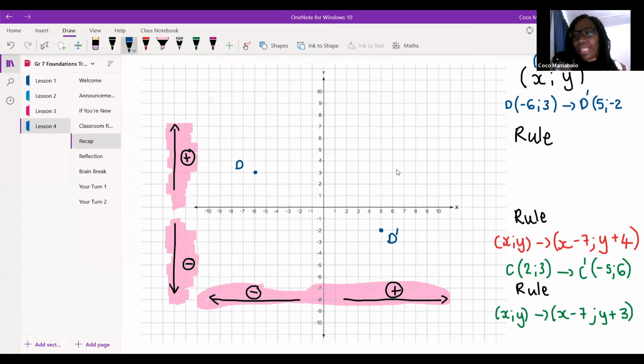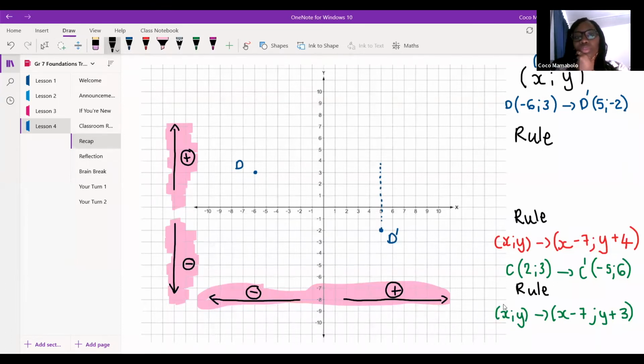Ooh, Keisha, where did we get -6? I think that might have been an error. Yeah, I could tell it was an error. Okay, Lwandile, are you ready? You want to unmute for me? Yes. All right, Lwandile, how do we get from D to D prime? Are we going to move left or right first?